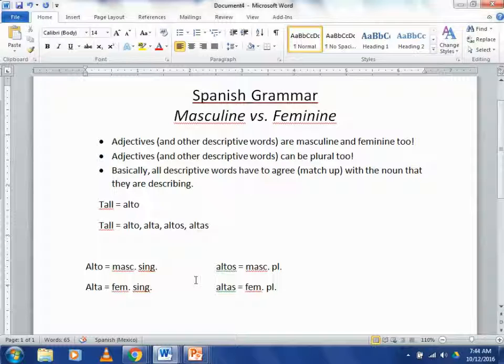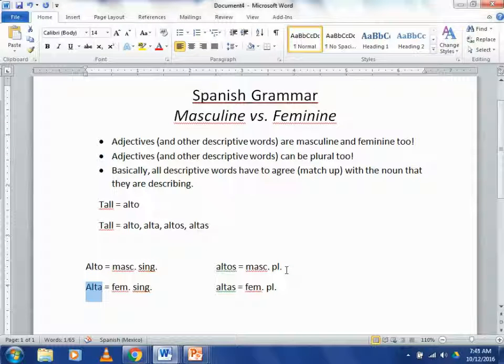So that means if you are talking about two women and you want to say both of them are tall, you would need to use altas because that matches up with who you're describing. You're describing two people, so we have an S, and they're women, so we've changed the O to an A using the feminine form. You're talking about two men, it would be altos. There's more than one, we add the S. We do not make it feminine. Okay? You're talking about one woman, it's alta. We simply change the ending to express the correct gender.